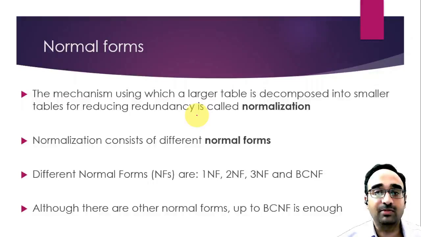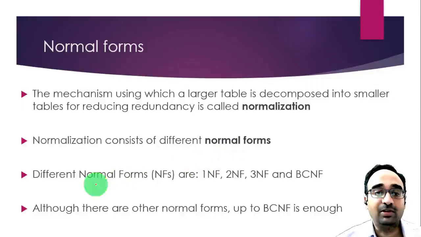normalization, or schema refinement, means you take a large table and decompose it into smaller tables. That is normalization. And what we are trying to achieve is bringing a particular table or relation into a particular normal form. So in normalization we take the table or relation and bring it into a particular normal form, or check whether it is in a particular normal form or not. If it is not, we can make it satisfy a particular normal form.